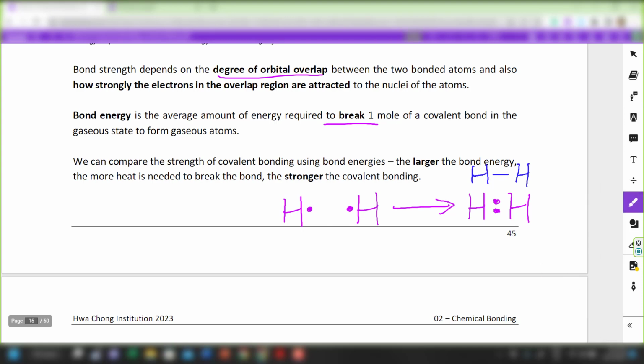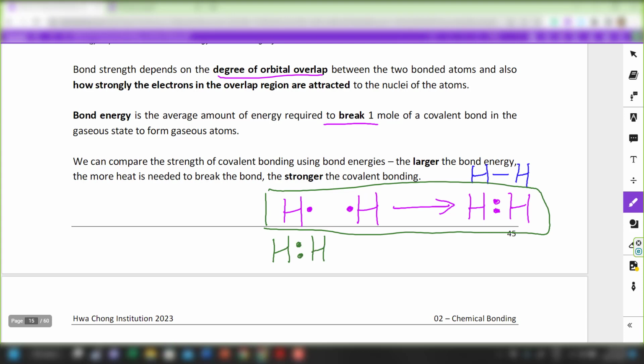You notice that my arrow direction is from left to right. We are aware that bond formation leads to energy being released, but this is not the definition of bond energy. Remember this, what I'm boxing up in green is not the definition of bond energy. The definition of bond energy is actually the reverse. For the H-H sigma bond, I apply a certain amount of energy, and then I end up with two hydrogen radicals. This is the definition of bond energy.